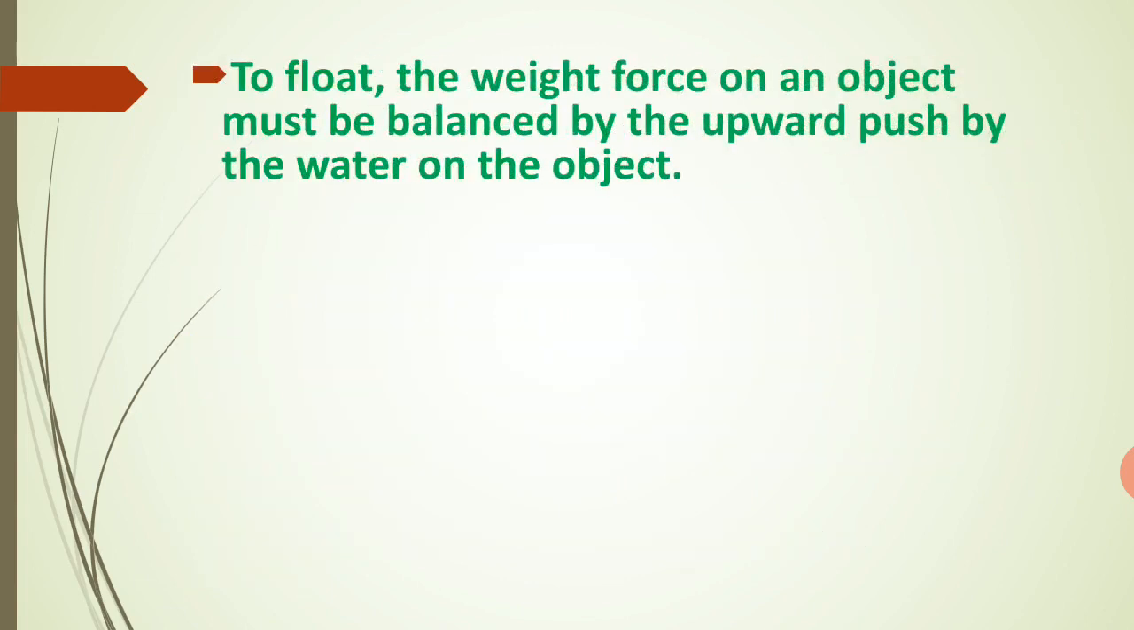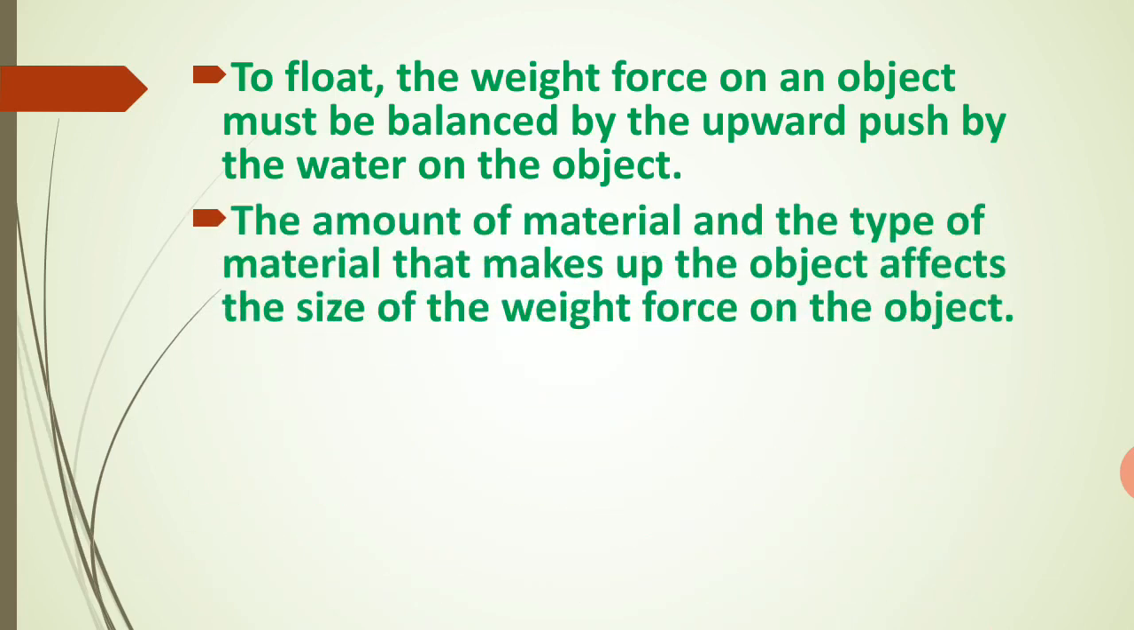Now to summarize, to float, the weight force of an object must be balanced by the upward push by the water on the object, as in the case of a ship or boat. The amount of material and the type of material that makes up the object affects the size of the weight force on the object. For example, a plastic ball and an iron ball. The plastic ball will float and the iron ball will sink. It is the difference in amount of material.